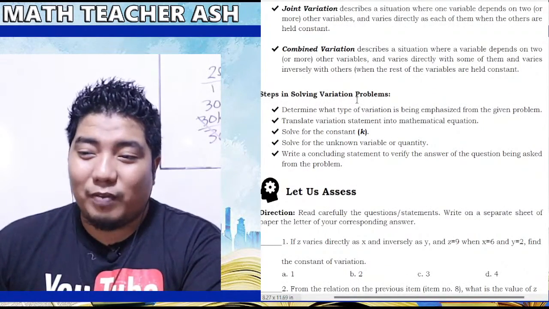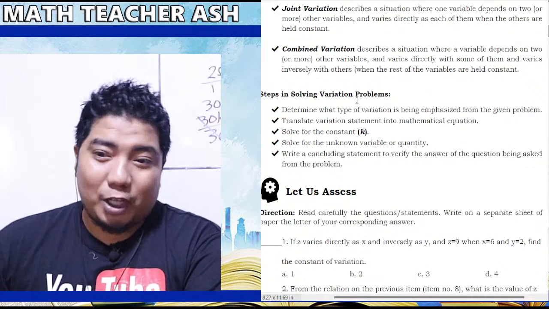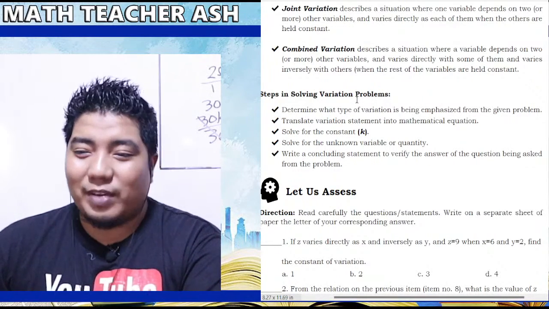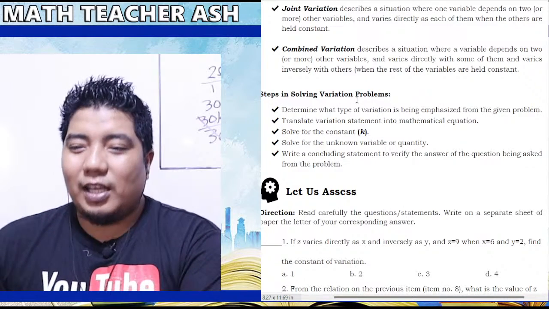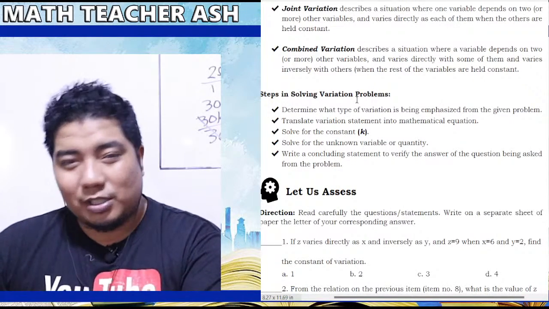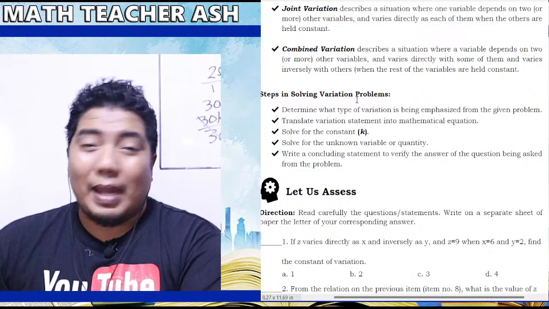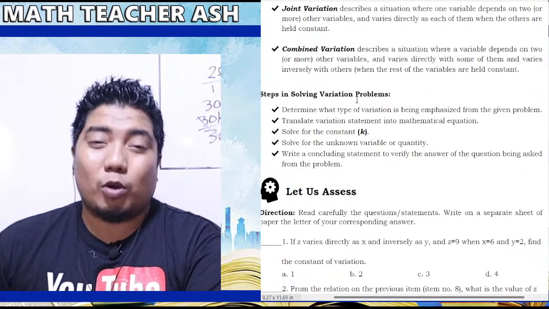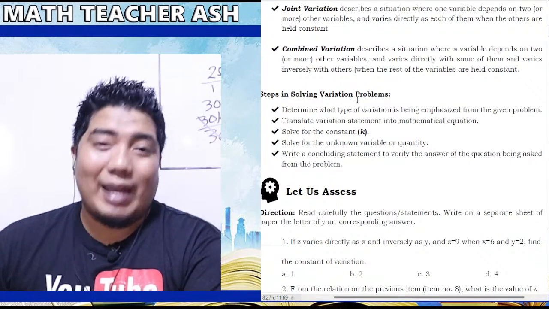So steps in solving: know what type of variation it is. Second is translate the formula. Third is solve for the value of K, the constant. Fourth is to solve for the unknown value for the second part of the problem by applying what you have solved in K. And then the fifth is to write a conclusion of your final answer.